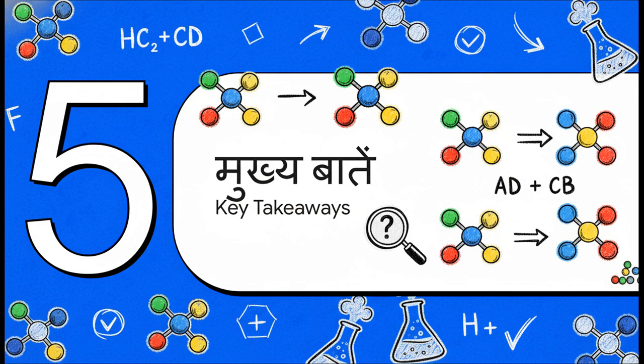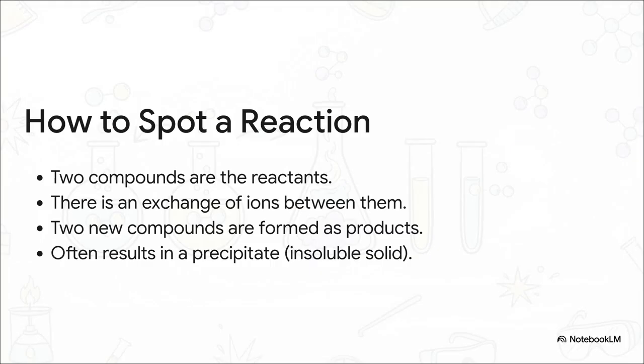Okay, so we've covered a lot. What are the most important things you need to walk away with? Let's wrap it all up with our key takeaways. So how can you spot one of these reactions? It's pretty easy if you know what to look for. Here's a little checklist for you. First, you're always going to start with two compounds. Second, you know there's an exchange of ions going on between them. Third, you'll always end up with two completely new compounds.